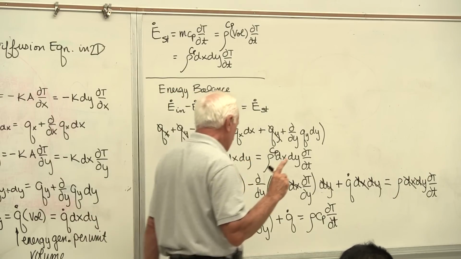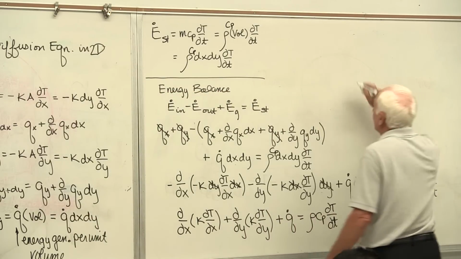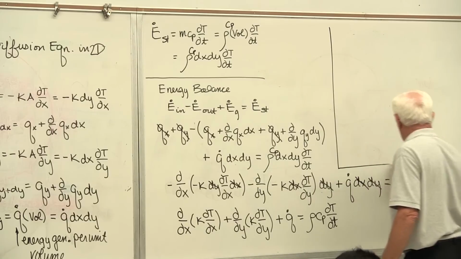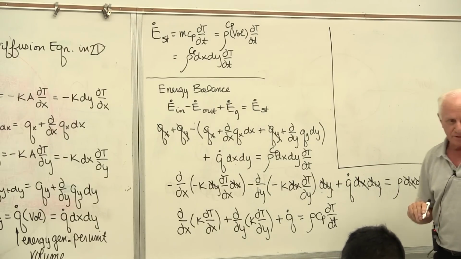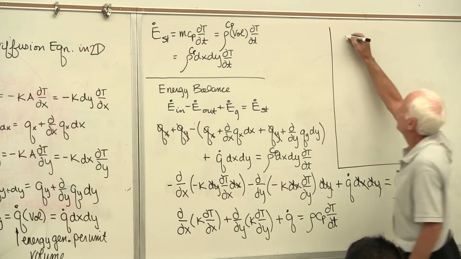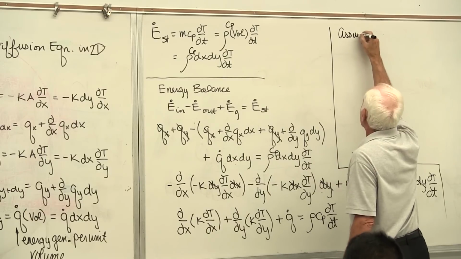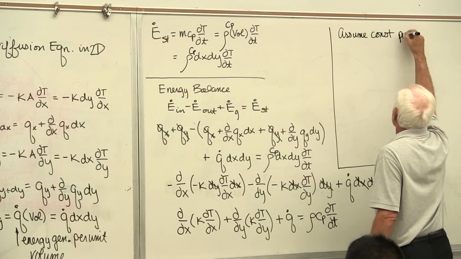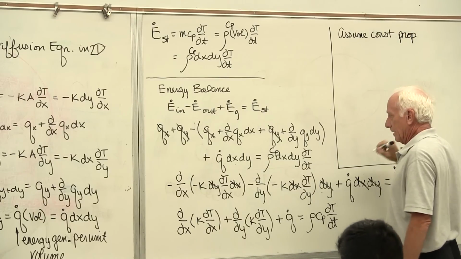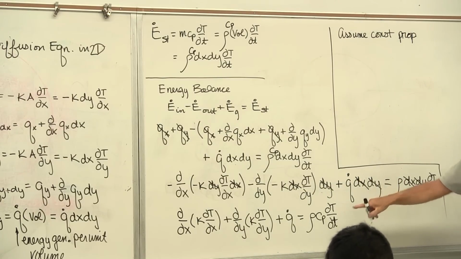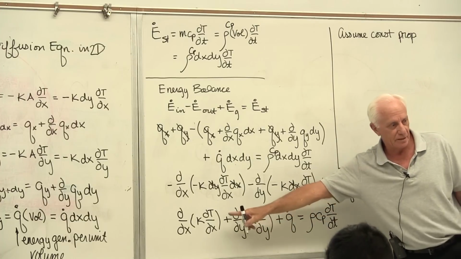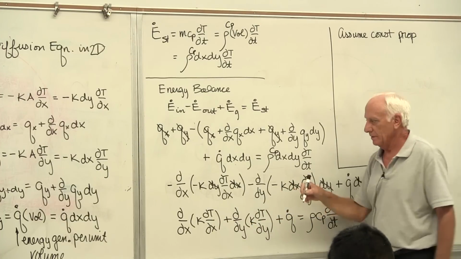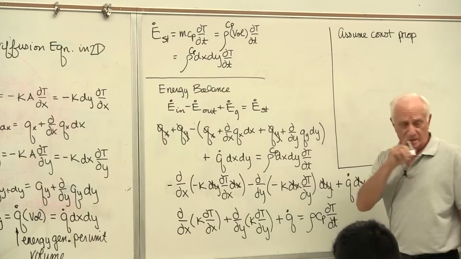We're going to make an assumption here to make life a little easier right now. We're going to assume the properties are constant. Assume constant properties. The k value then comes outside the partial sign. Divide through by k.